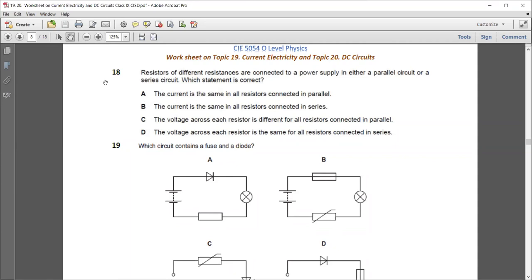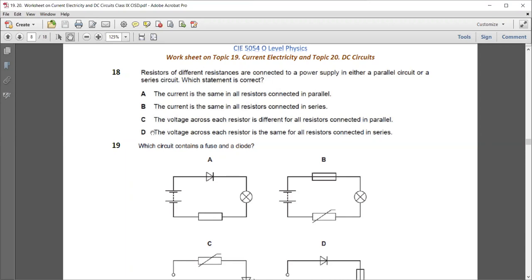Okay, look. They are saying resistors of different resistances are connected to a power supply in either a parallel circuit or a series circuit. Which statement is correct? That means resistors can be connected in series or in parallel. So what answer are you saying? D. No, sir, B.